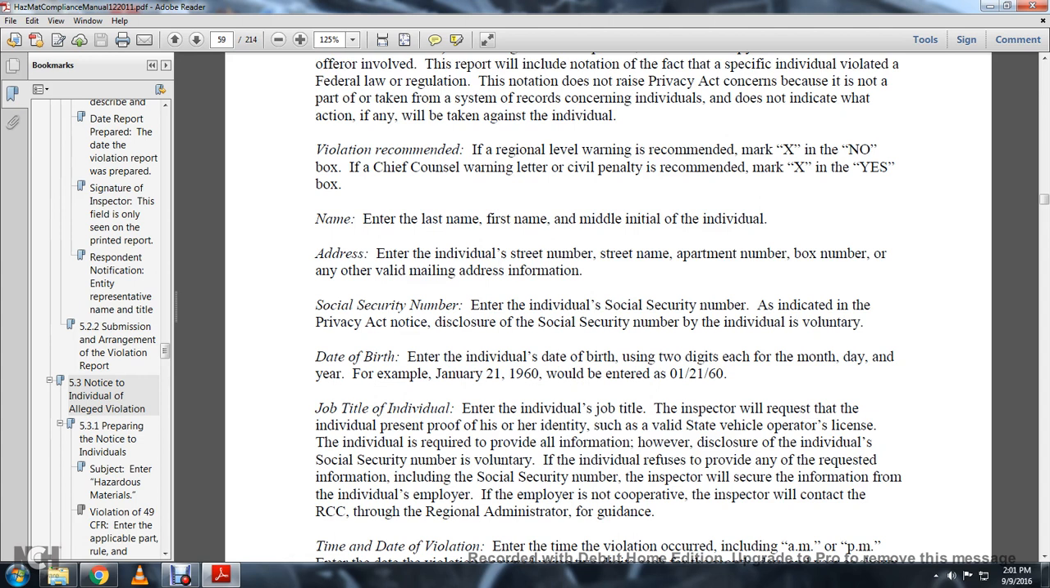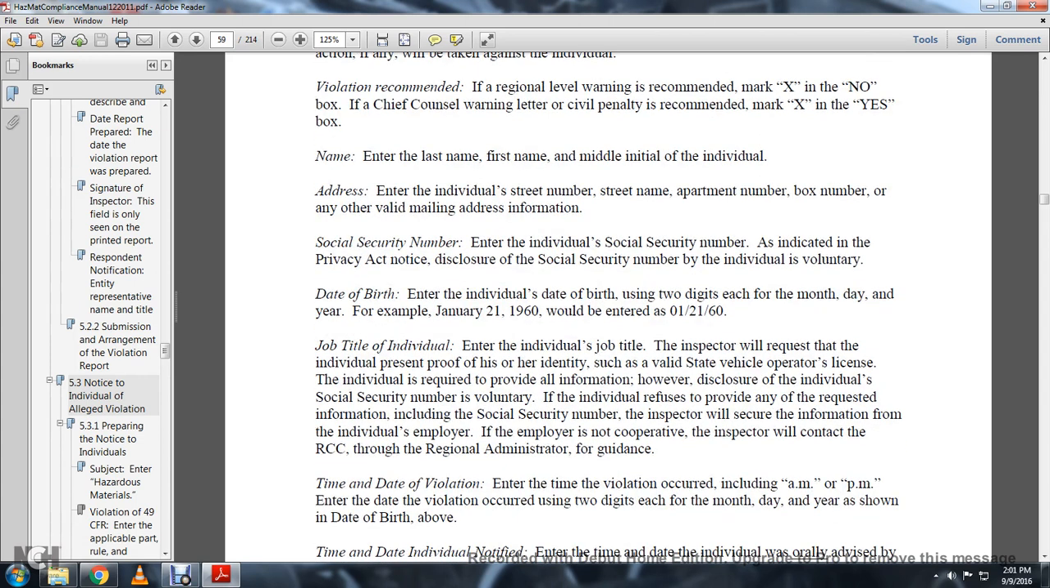Social Security number: enter the individual's Social Security number. As indicated in the Privacy Act, disclosure of the Social Security number by the individual is voluntary. Date of birth: enter the individual's date of birth using two digits each for month, day, and year. For example, January 21st, 1960 would be 01 21 60.